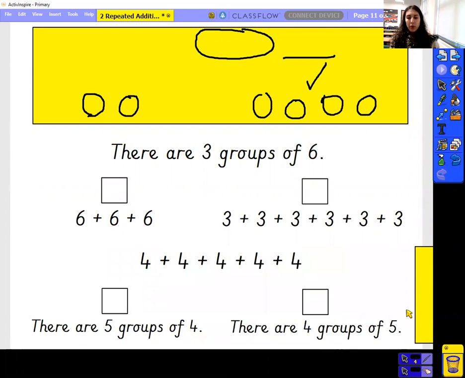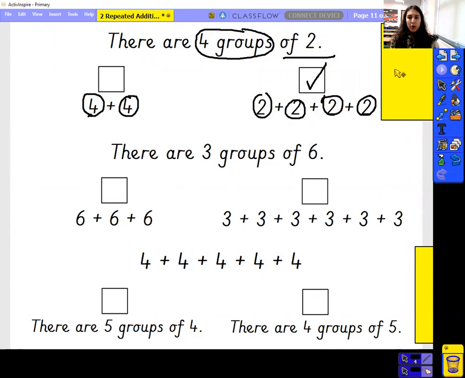I'm going to ask you to pause the video and have a look at these last 2. And then when you've had a go at them and you think you've got an answer for each representation, then we'll go through it together.